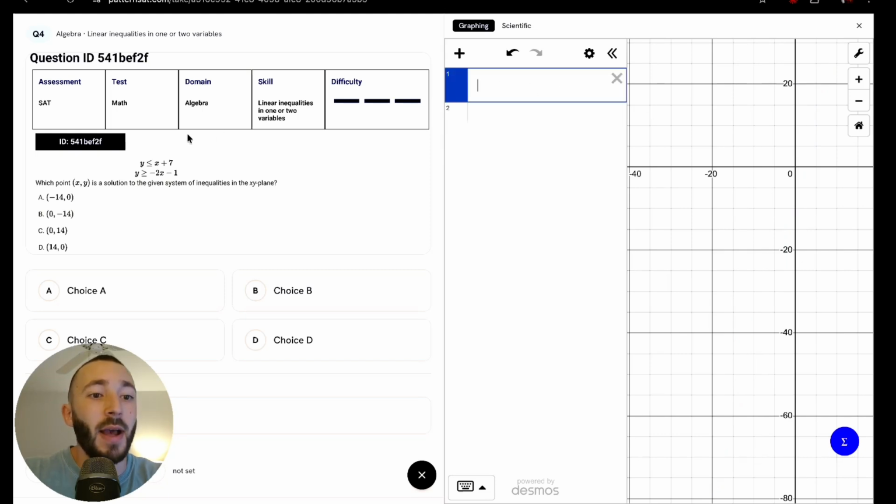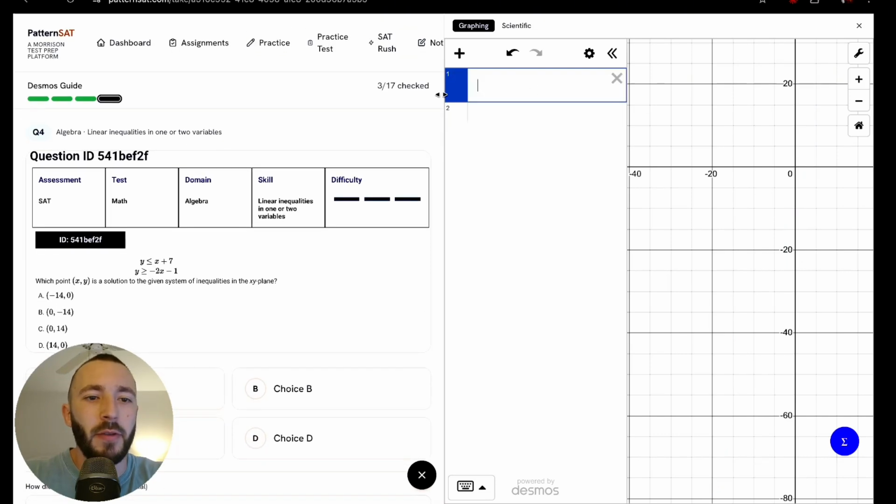Next up, we've got inequalities. Now, Desmos is great at solving inequalities. Here we have y is less than or equal. When I want less than or equal, I just do the less than sign and then the equal sign, and it knows that I mean less than or equal. So just type the less than sign and then equals right after it, and you're good to go.